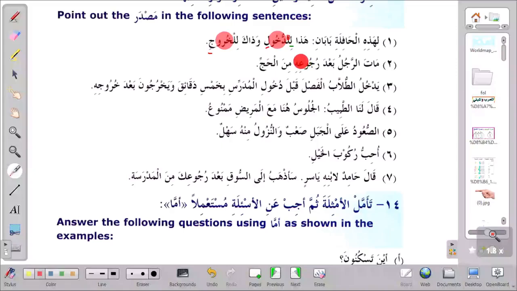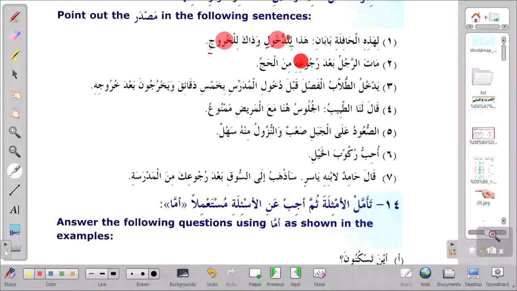I'll just add the ya at the end. But if I want to say you're returning, ruju'ika. Okay, ruju'ika, you're returning. So if I want to say I will go after your returning, after you return, I'll say sa'azhabu ba'da ruju'ika. I'll go after your returning.